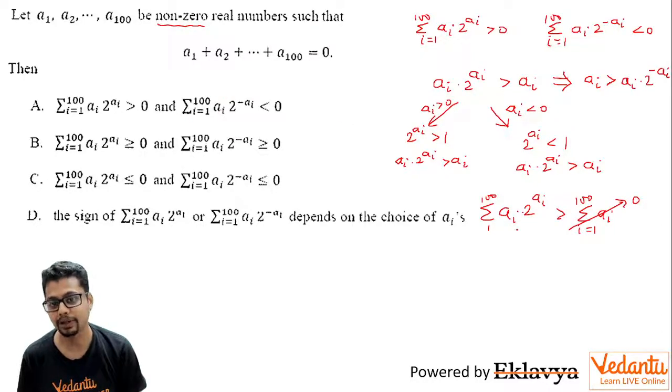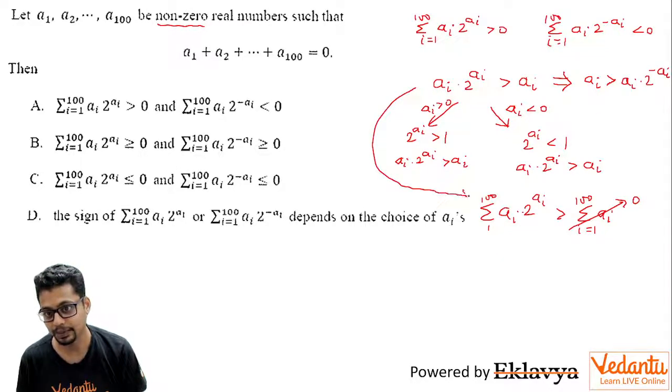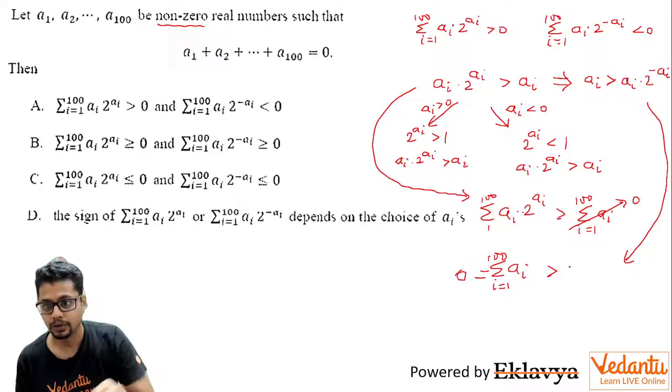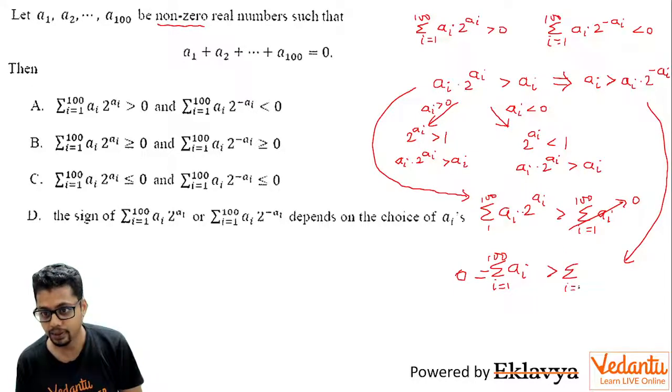Why? Because the second part would also hold. So this is being held because of this, and this holds again: sigma ai, where i varies from 1 to 100, which is given to us as 0, is greater than sigma i equal to 1 to 100 ai times 2 to the power minus ai.